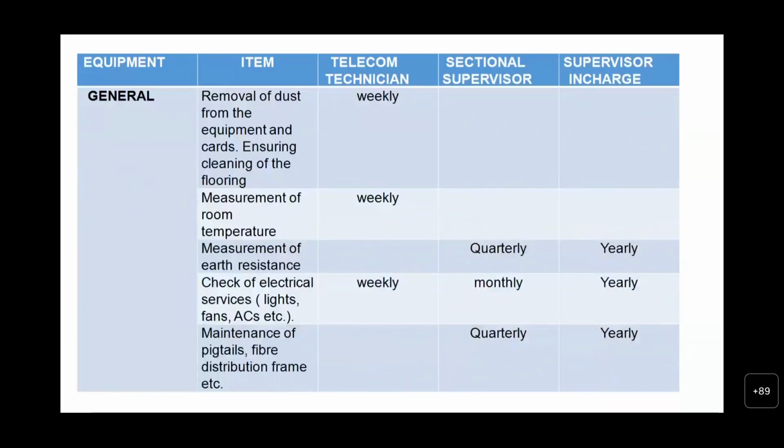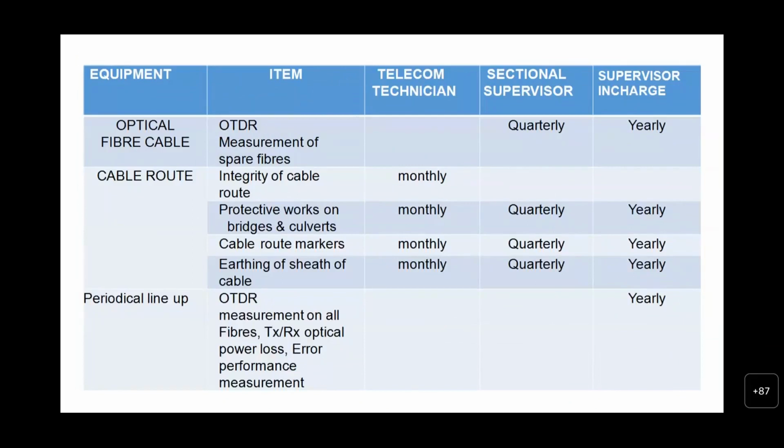So there are some important checks which require maintenance of the pigtail fiber distribution frames, that is quarterly by supervisors and yearly by the supervisor in charge. OTDR measurements for the spare cables and spare fibers are done quarterly by sectional supervisors and yearly by supervisors in charge. This is for spare fibers.